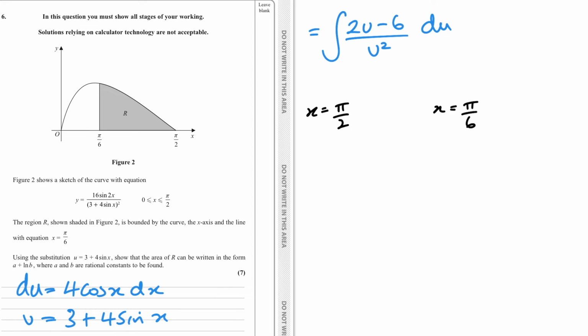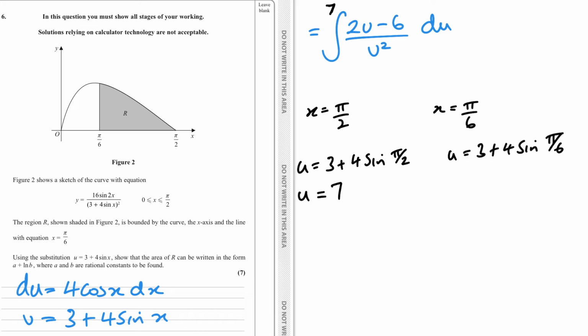So when x equals pi by 2, u equals 3 plus 4 sine pi by 2. Sine pi by 2 is 1, so we get 3 plus 4, so u is 7. So that means the pi by 2, which is the top limit, has been replaced by 7. Now u equals 3 plus 4 sine pi by 6. Sine of pi by 6 is a half. 4 times a half is 2. So we get 3 plus 2, so u is 5. So my bottom limit now is 5.